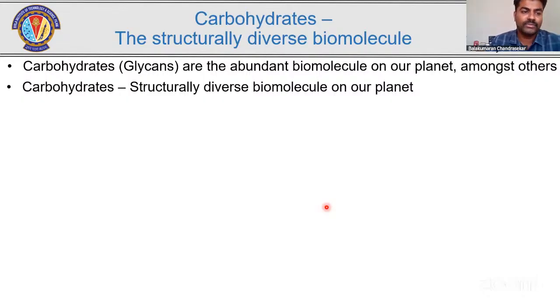Another importance of carbohydrates is that they are structurally diverse compared to other biomolecules available on our planet. You can take a protein, a nucleic acid, or a lipid, and if you look at the number of possible structures for these biomolecules, you will be amazed to know that carbohydrates can display a greater variety of structures compared to other biomolecules known so far.